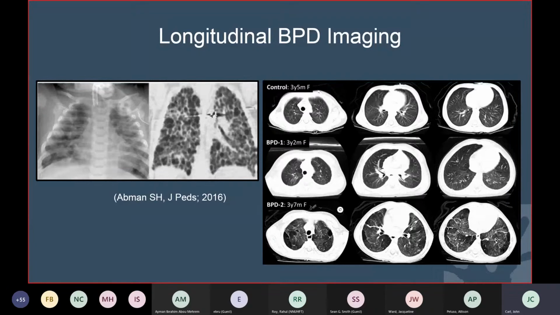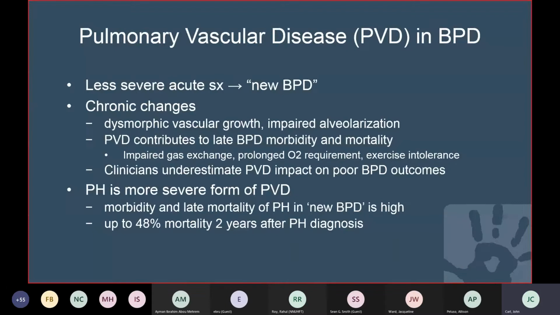So we'll talk about going between the NICU and that 3.5-year time point, but there can be significant residual heterogeneous lung scarring and damage. So the vascular disease in BPD, with the new BPD, there are less severe acute symptoms, but the chronic changes, those of dysmorphic vascular growth, the impaired alveolarization, and the pulmonary vascular disease contribute to late BPD mortality and morbidity. The clinicians underestimate the impact on poor BPD outcomes of this pulmonary vascular disease, I think.